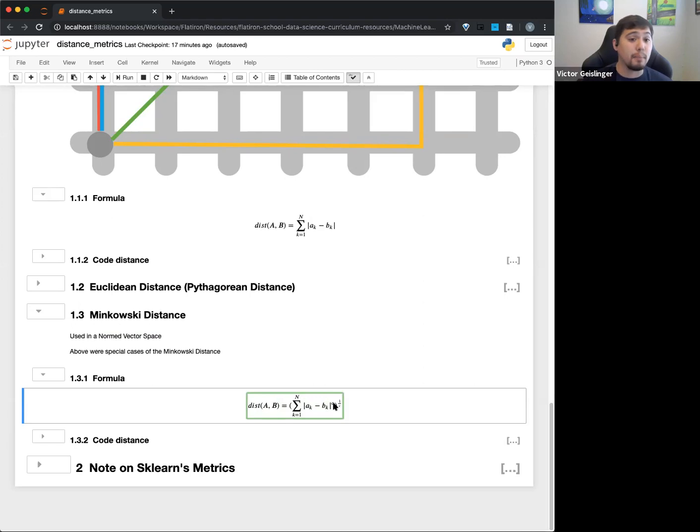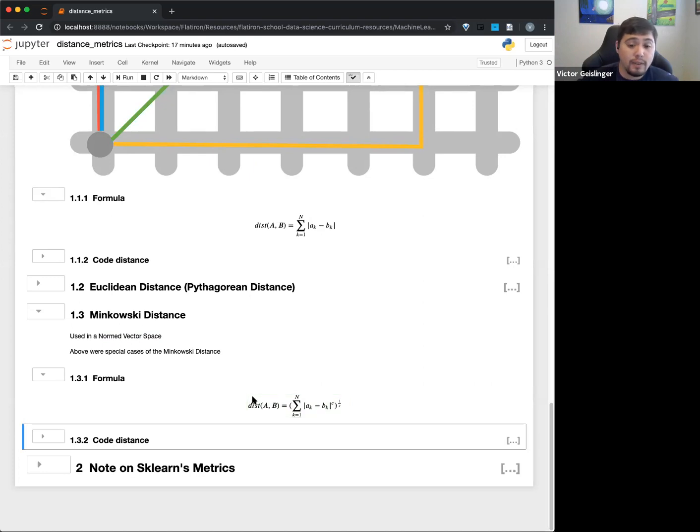So C is some number, right? It could be 1, 2, 3, 100. It could be whatever that value is. And then we're going to sum those all together, and then we're going to take the Cth root. So note that if you remember back in algebra, raising to the power of 1 over C is the same thing as taking the Cth root, or whatever root you're taking. Does that make sense? Okay.